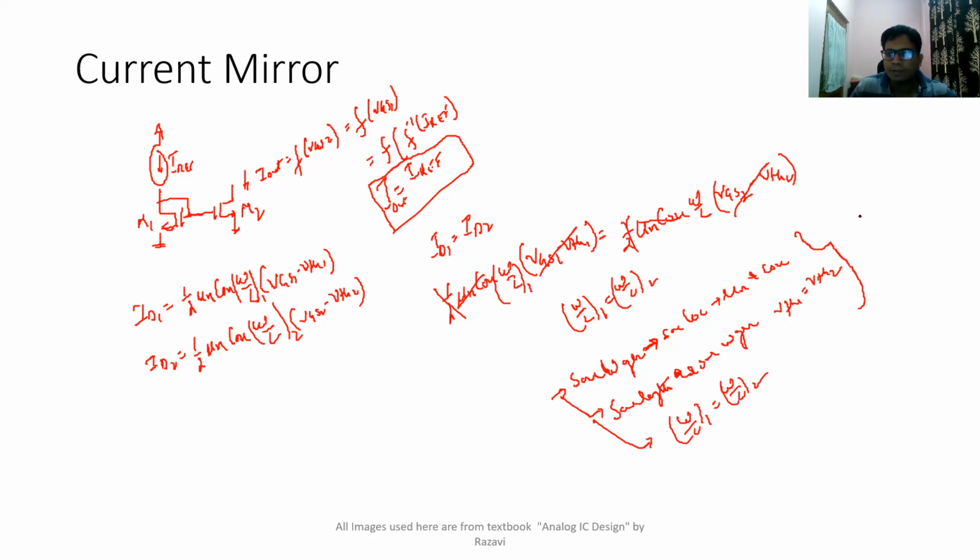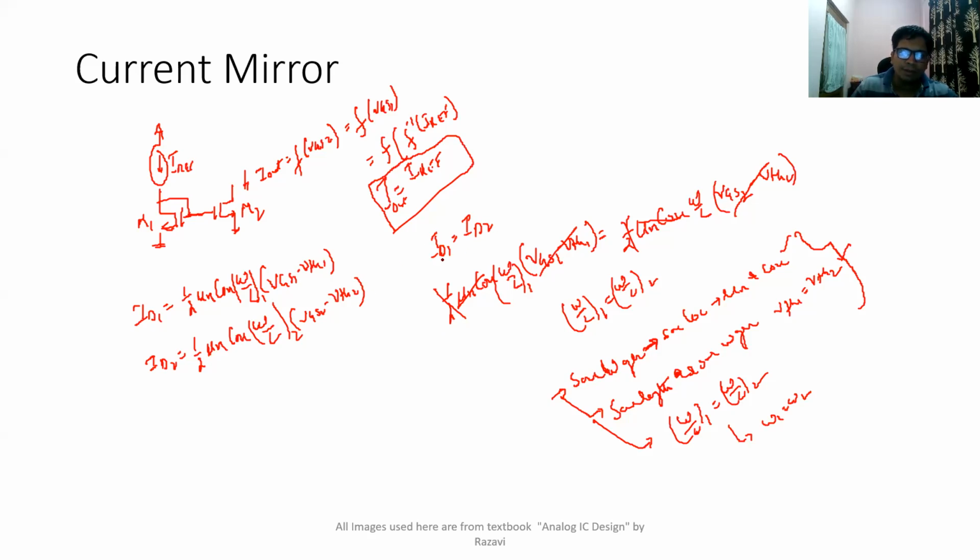What are those conditions? First of all, they should be on the same wafer. They should be of the same length, and their W by L ratios, because their length is anyway the same, you can also say that width 1 should be equal to width 2.